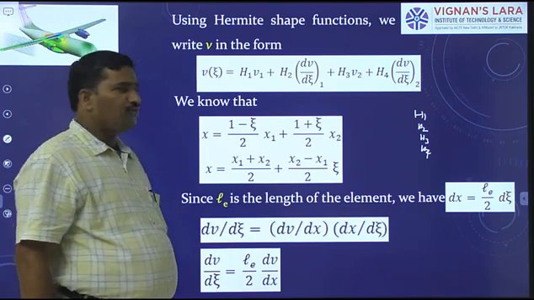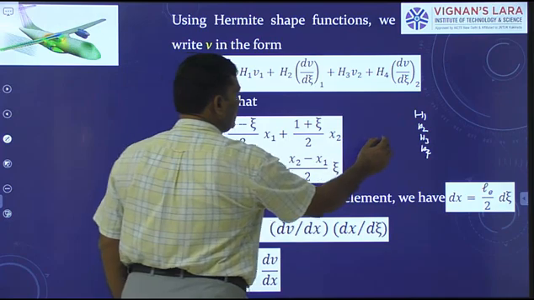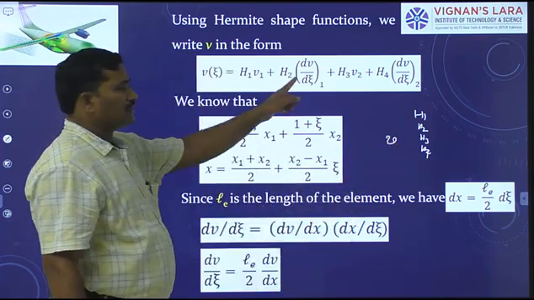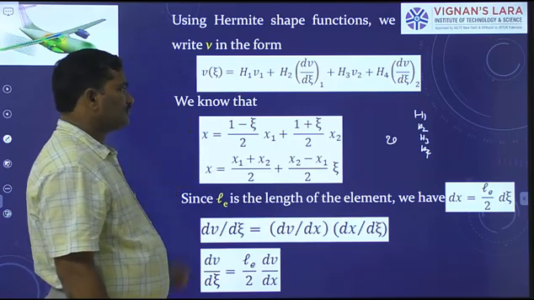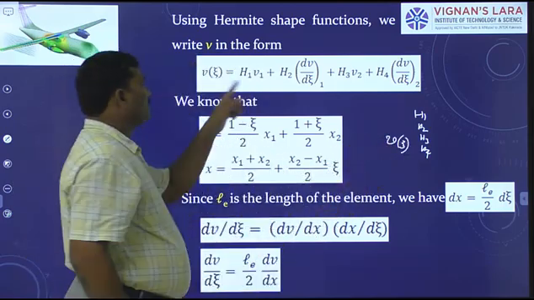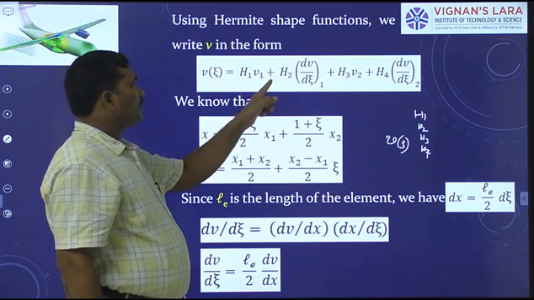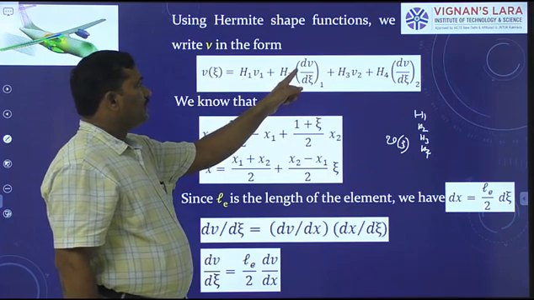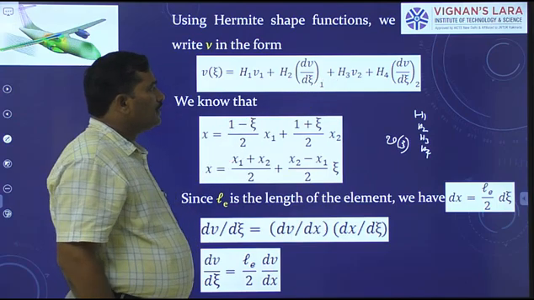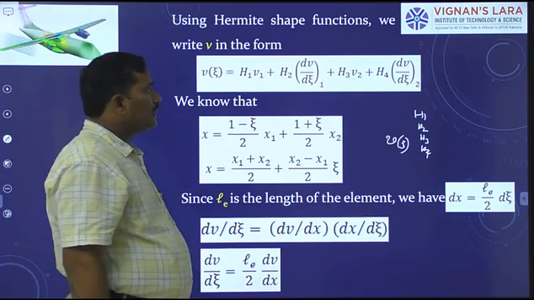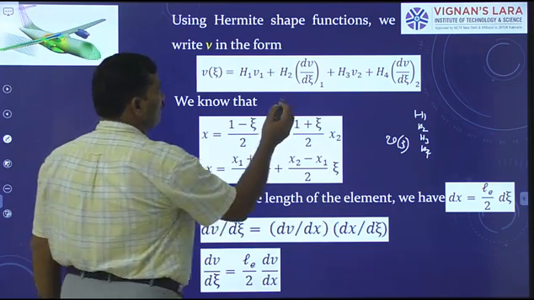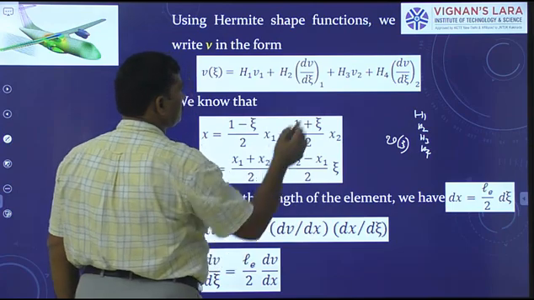Now, the beam deflection denoted by V is expressed like this in terms of J. V is a function of J which is expressed like this: H1 V1 plus H2 into dV by dJ at node 1 plus H3 V2 plus H4 dV by dJ at node 2. Why do we write like this?